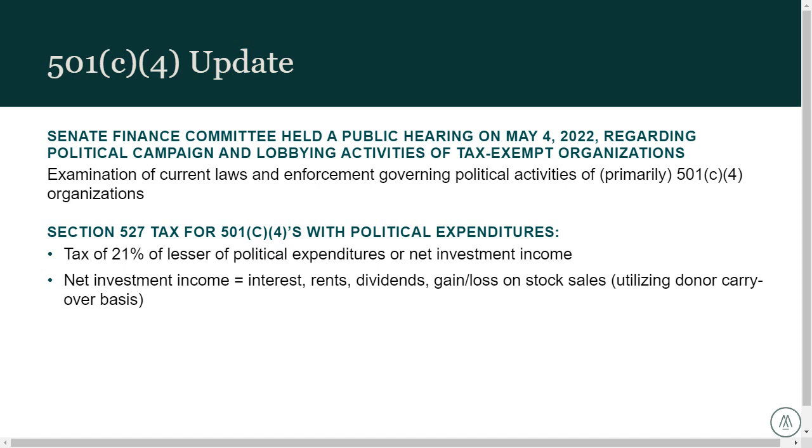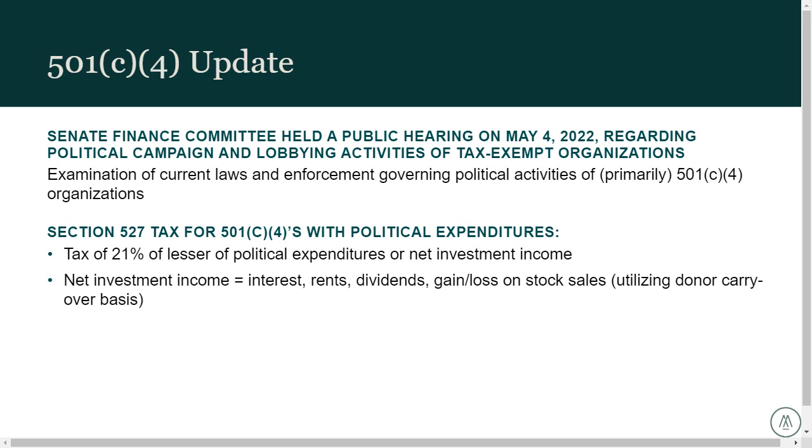Also, with the election season right around the corner, I wanted to give a helpful reminder about the 527 tax for 501(c)(4)s with political expenditures. The tax is 21% on the lesser of political expenditures or net investment income. This is payable on the Form 1120-POL, and on the 990 Schedule C Part 1, there's actually a question that will prompt you to complete it.